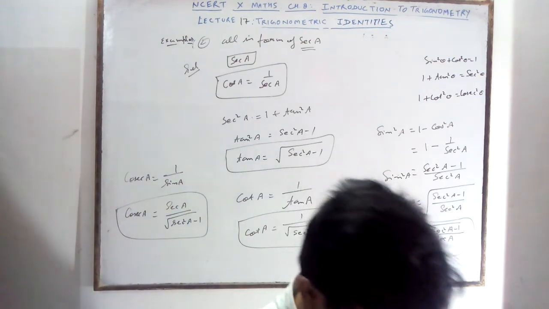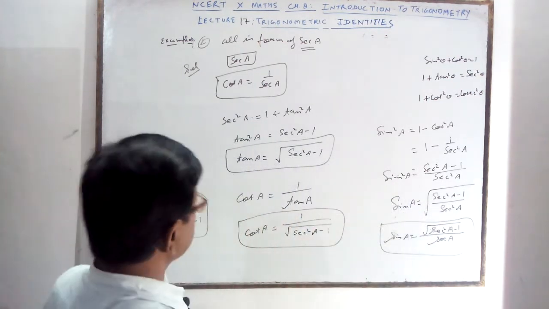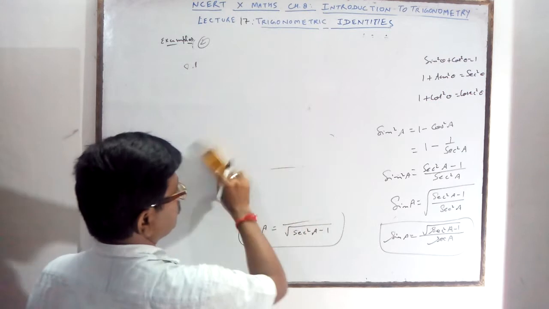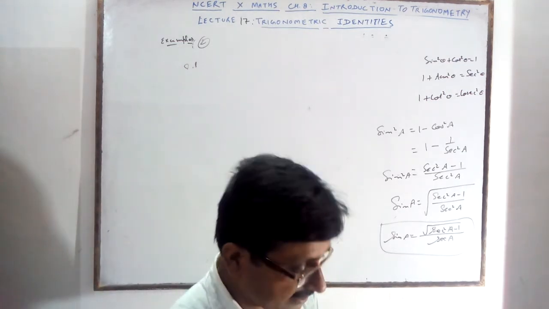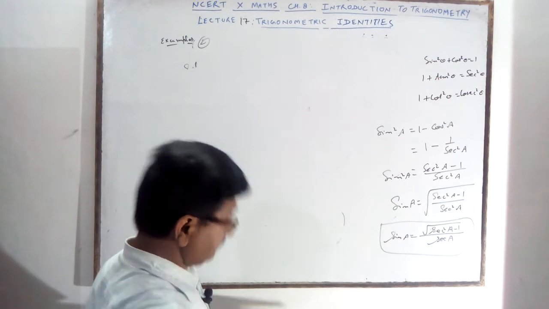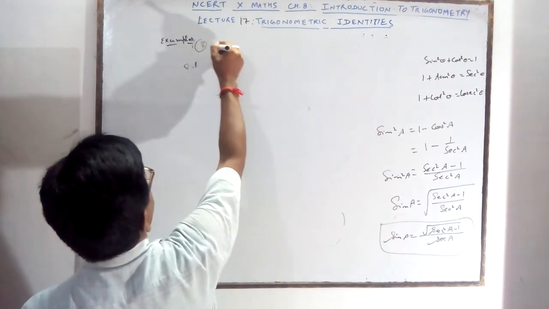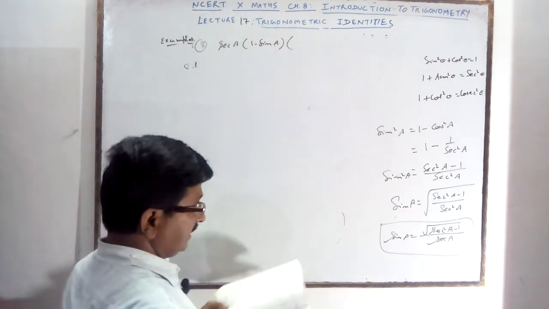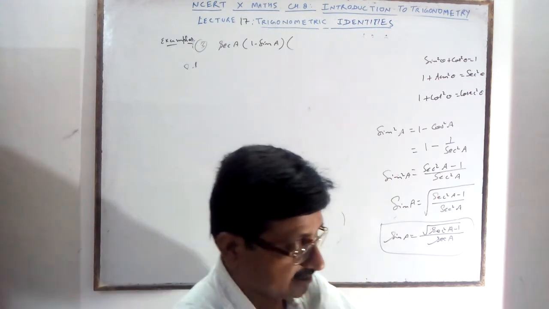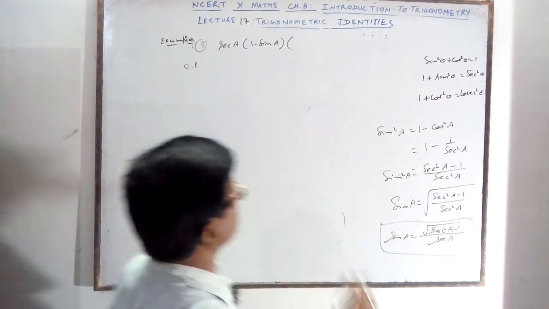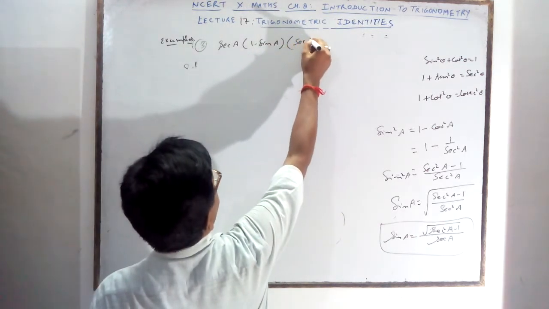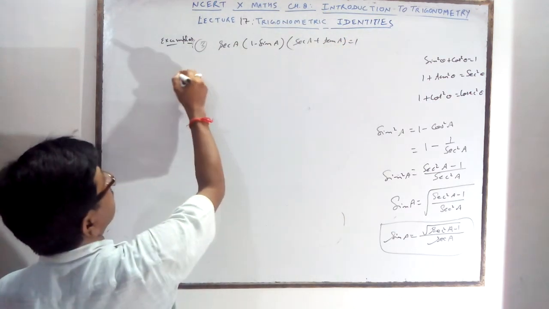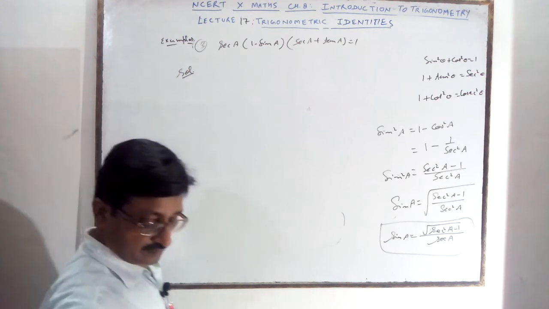Now next example you see. Prove that sec A into 1 minus sine A, and another bracket, sec A plus tan A, is equal to 1. Sec A into 1 minus sine A, into sec A plus tan A is equal to 1. You want to prove. Solution. How will you get?